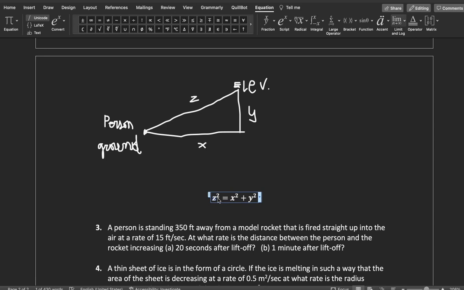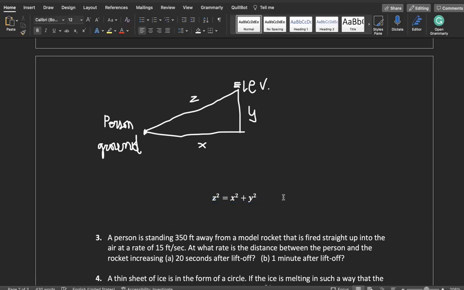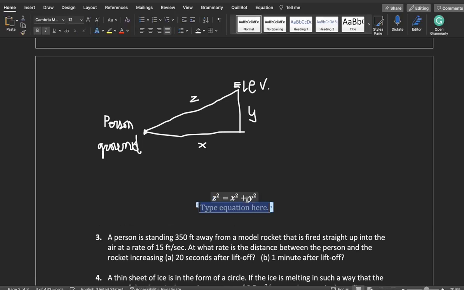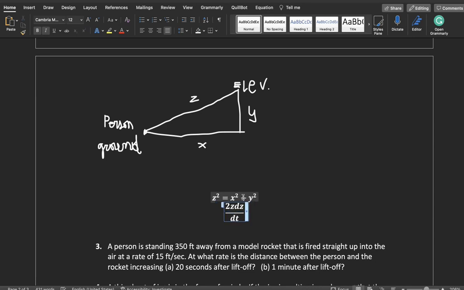Let's copy that and see what happens. On the left-hand side, you would get the 2 that comes down, multiplied by z, multiplied by dz over dt, being equal to 2x dx over dt plus 2y dy over dt. Okay.